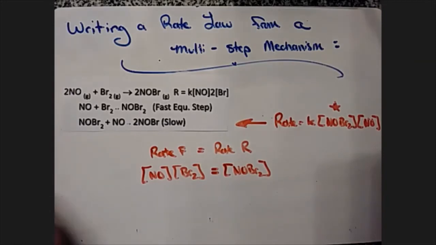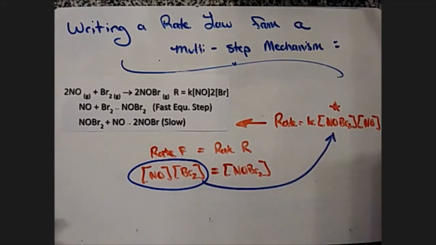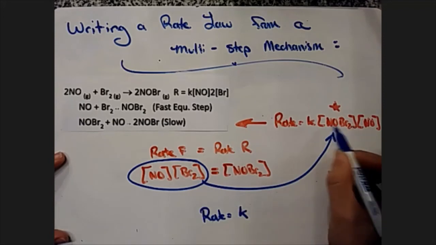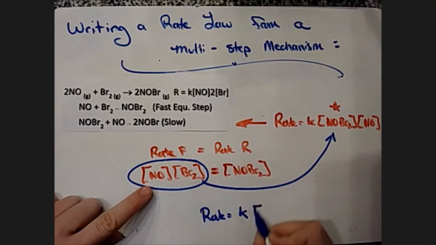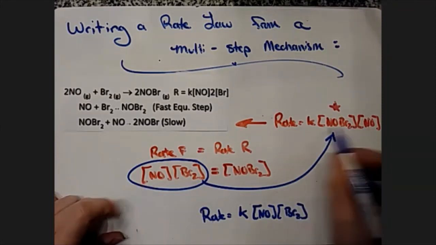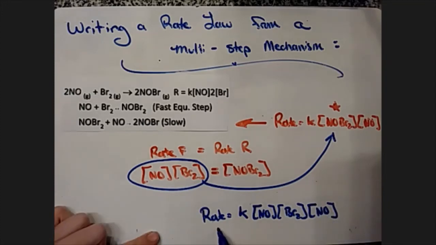So what I'm going to do is take this and replace that on the inside of my original equation. So now I can rewrite: rate equals K, and instead of NOBr2, I don't want that because it's an intermediate. Now I'm going to write this instead: NO times Br2, and then I can finish with the NO that was left over. And yes, you can simplify that one more time. Rate equals K times NO squared times Br2.